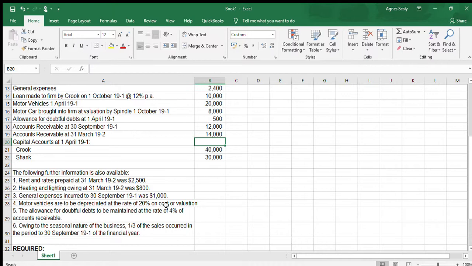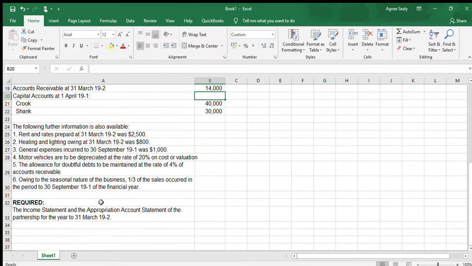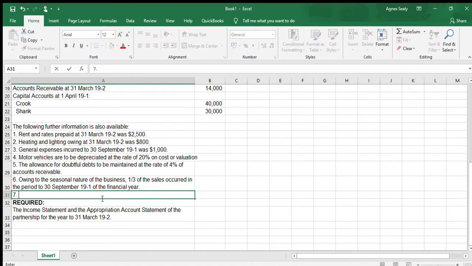on the accounts receivable. Then they said, owing to the seasonal nature of the business, a third of the sales occur in the period up to September 30th, 19-1 of the financial year. And finally, they're telling us that all sales produce a uniform rate of gross profit.